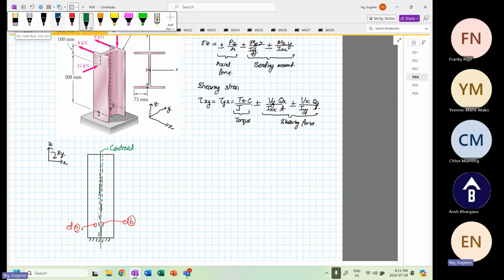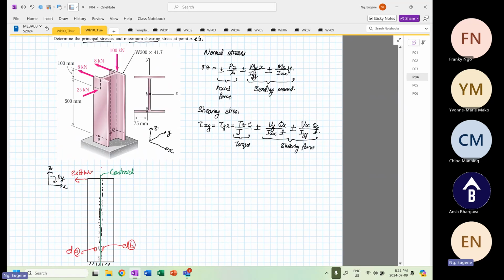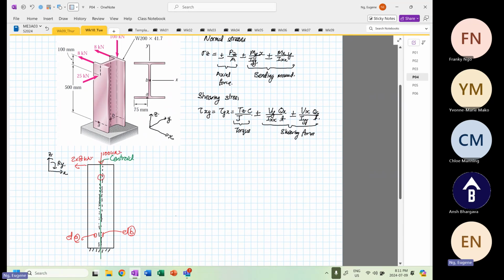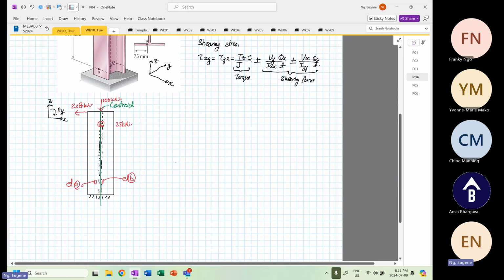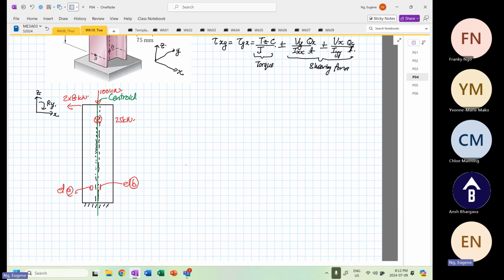We put in our forces. So we have 2 times 8 kilonewton. We have a load coming down at 100 kilonewton. And then we have a load in this direction going at 25 kilonewton. Okay, so let's look at the forces first. We only need to bother about the arrows, right? We are going to ignore the dots and crosses. So we can ignore the 25 for now.